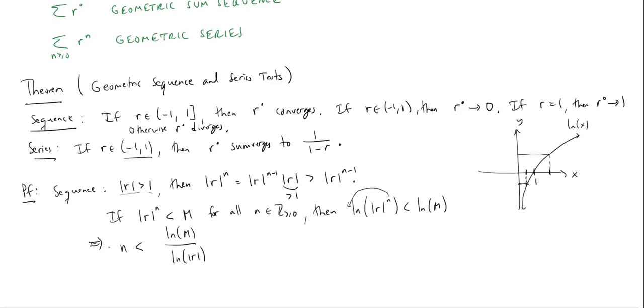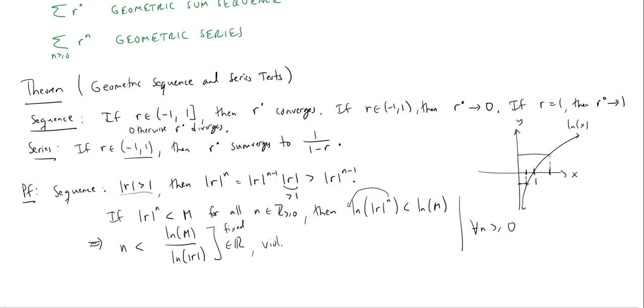Okay, but this would now say that all of this is happening for all n greater than or equal to 0. But the natural log of m is some fixed positive number. The natural log of the absolute value of r is some fixed positive number, right? So this is just some fixed real number. And this is saying then that this inequality holds for every positive integer. That is, every positive integer is less than this fixed number. And that violates the Archimedean principle.